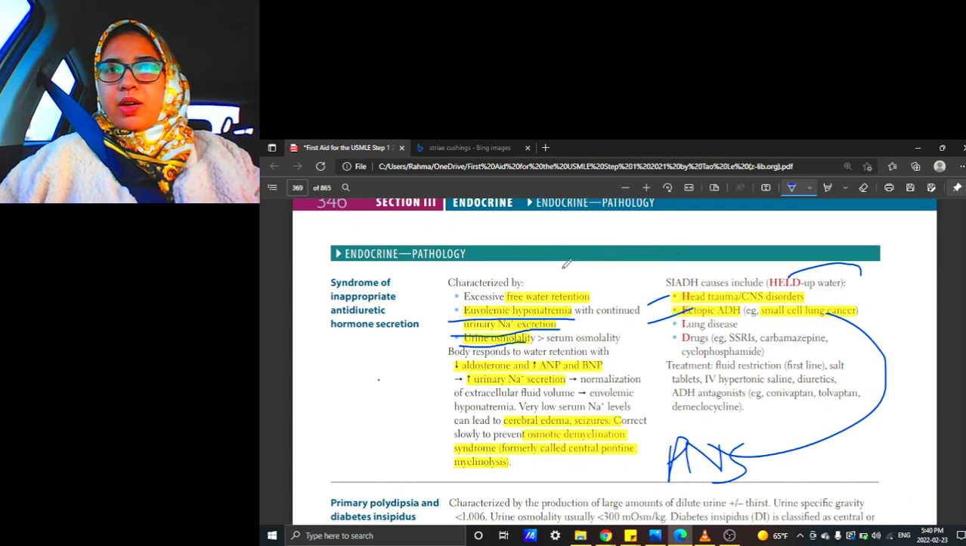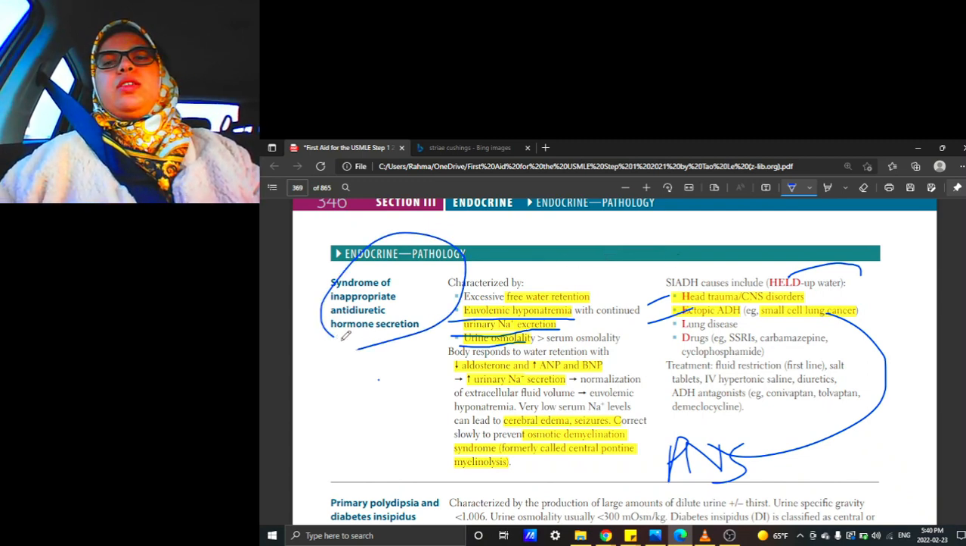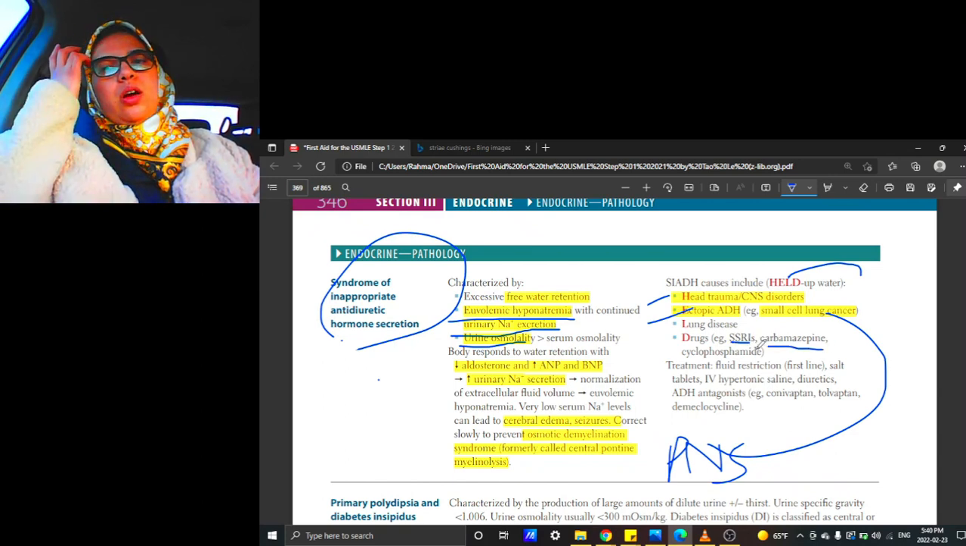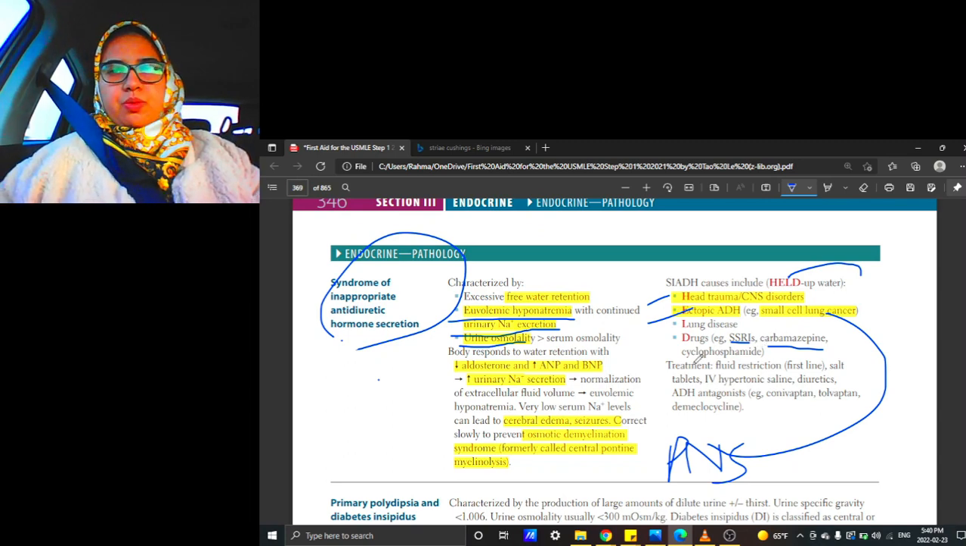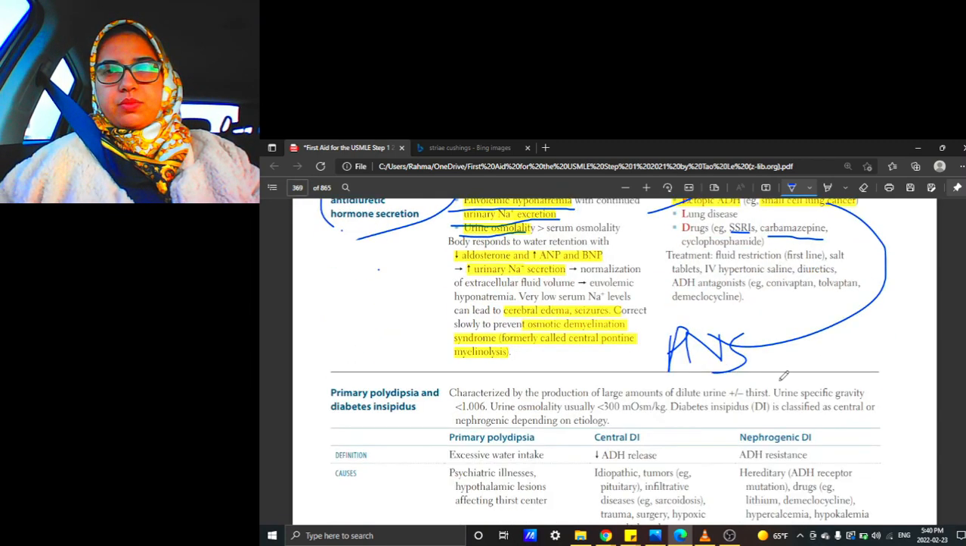Another thing worth your while as well, they will ask, and it can come up as a psych question or otherwise, is that some drugs like SSRIs and carbamazepine can cause SIADH. So that's worth your while to be aware of.